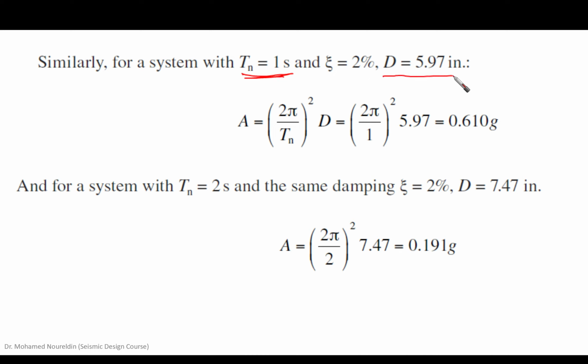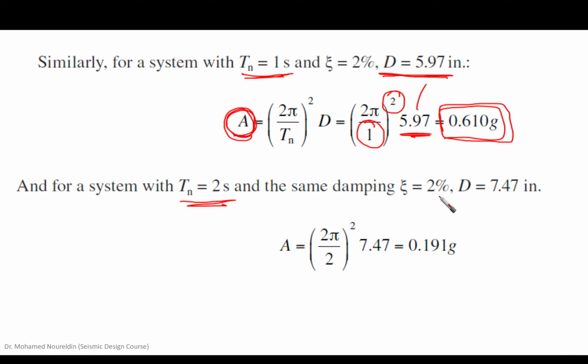Okay? And second, we repeat it again for Tn equal to 1 second, where the peak deformation value was 5.97. Substitute in this equation, put the Tn here, raised to the power 2, d here, then you can obtain the value of the pseudo peak acceleration at Tn equal to 1 second. Similarly, we do it again for Tn equal to 2 seconds. D was 7.47 as we have explained before. Then we found that A is 0.191 g.